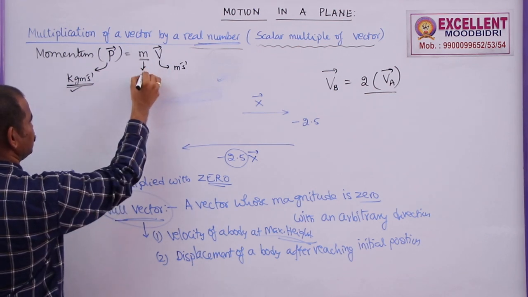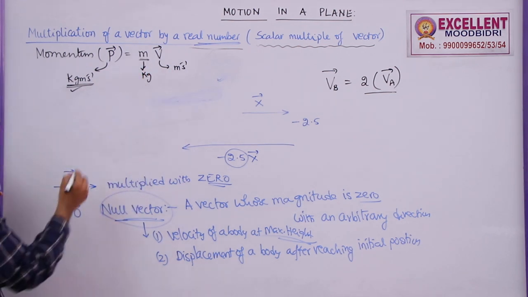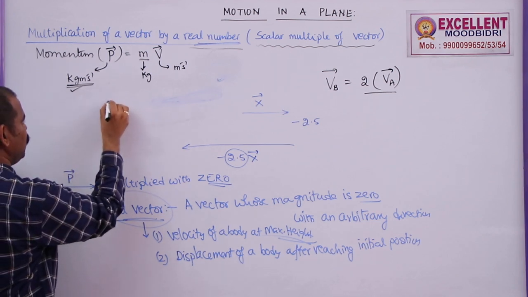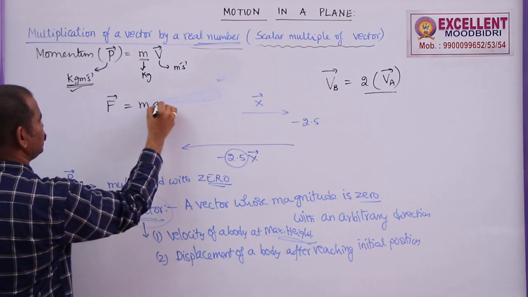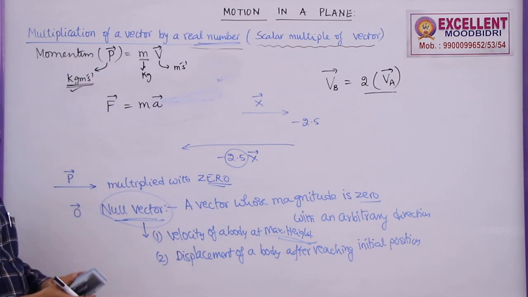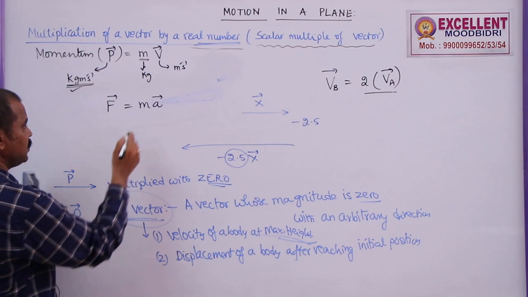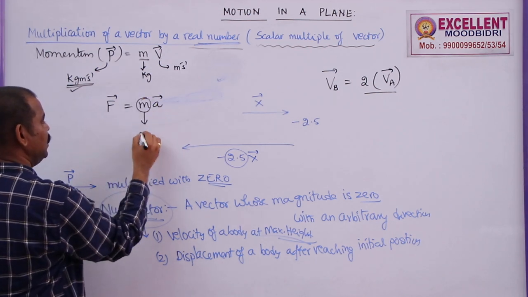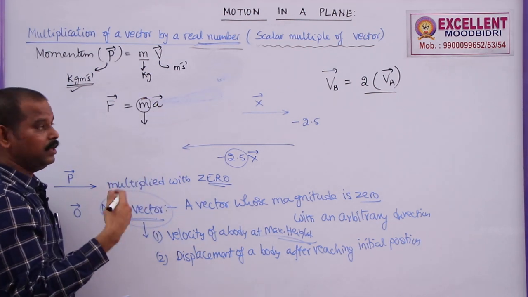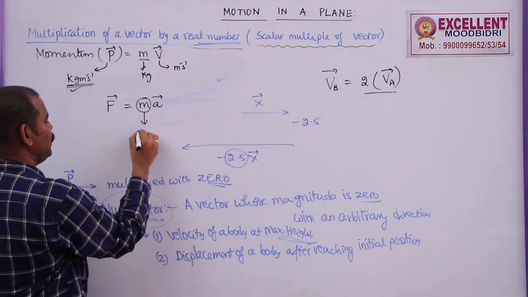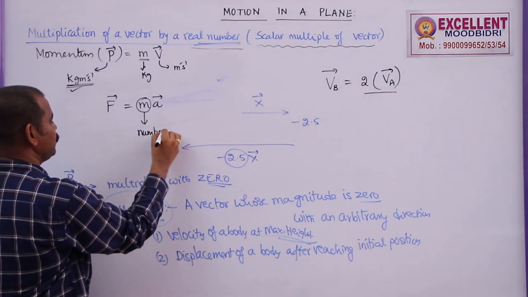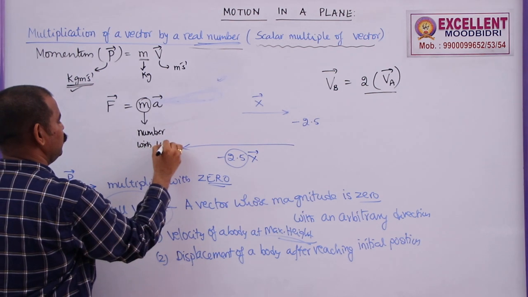Here mass is measured in kg. Similarly, if you take the force vector, this is mass into acceleration. Here also, the scalar multiple of acceleration is force. Here the scalar is mass. Mass may be 20 kg, 30 kg. It may be a pure number or it may be a number with a unit.